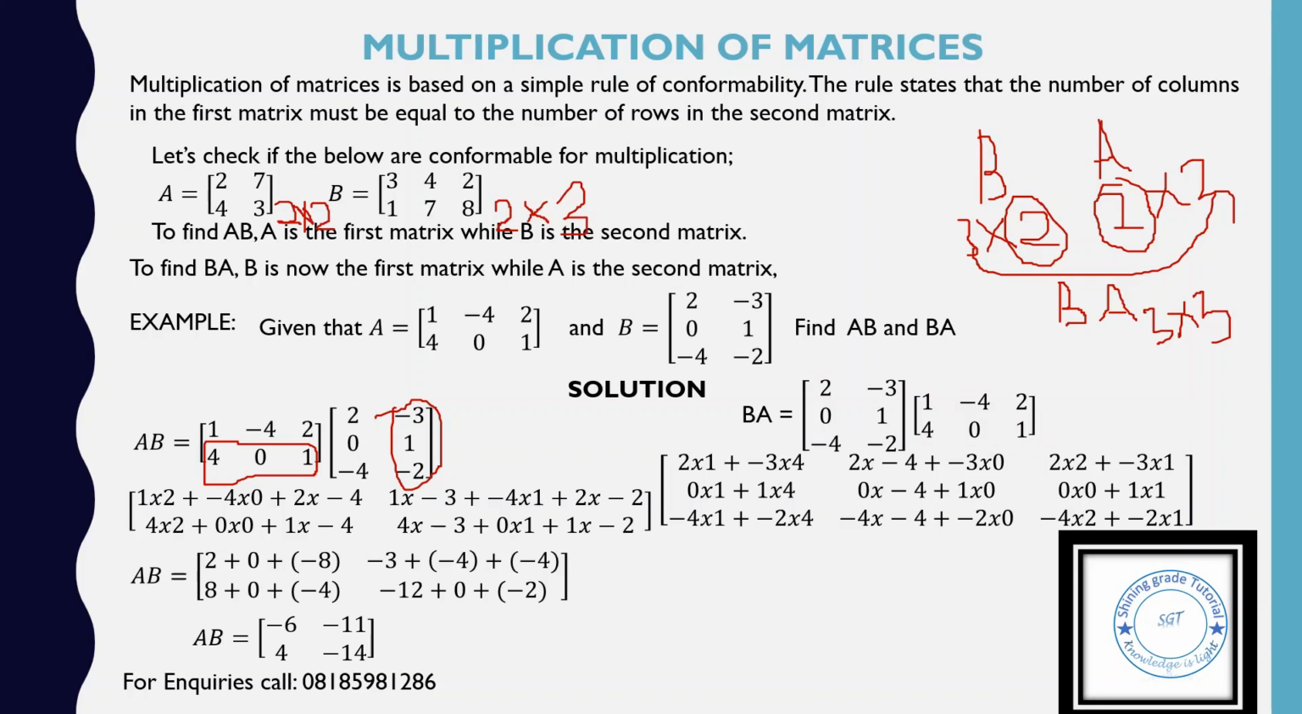Coming. Also, to get every element of the second row of matrix BA, we use the second row of B to multiply every column of A. So 0 times 1, 1 times 4. We do the same thing here as well: 0 times minus 4, then 1 times 0. Then use it to multiply the third column: 0 times 2. This is supposed to be 2, it should be an error.